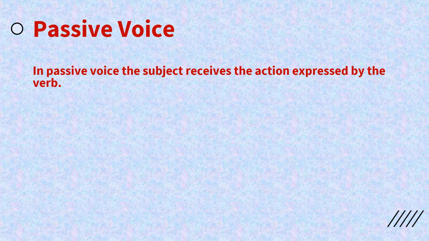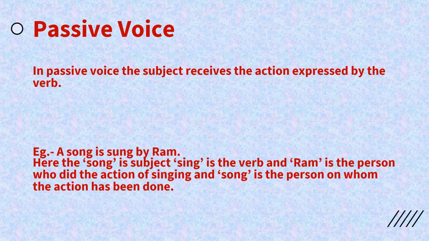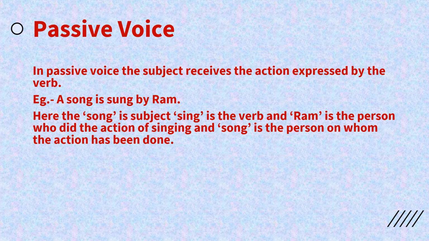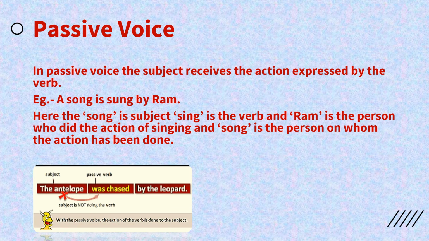In passive voice, the subject receives the action expressed by the verb. Now, the same sentence in active voice was Ram sang the song. Here, in passive voice: a song is sung by Ram. Here, song is the subject, sung is the verb, and Ram is the person who did the action of singing. So now what has happened is, in this sentence, what was the object became the subject, and the action is being done on that.